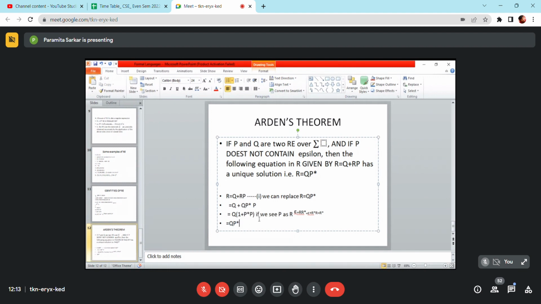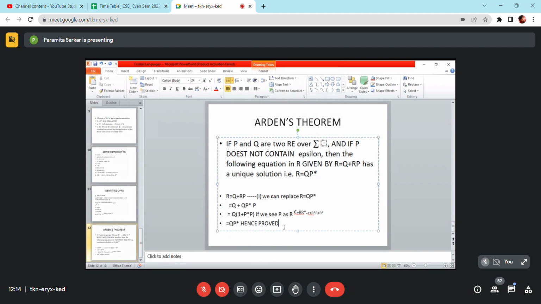Now in this case, it is asked that R equals Q plus RP has a unique solution. This is taken as the equation, and we get the solution R equals QP star. Hence it is proved, but it is not the full part of the theorem. We have another part, the second part, which states that this is the only, unique solution.